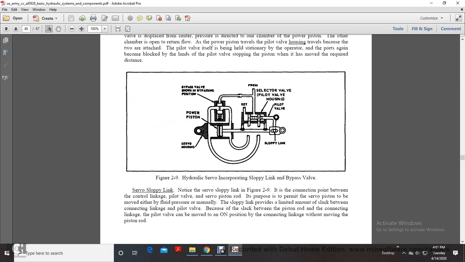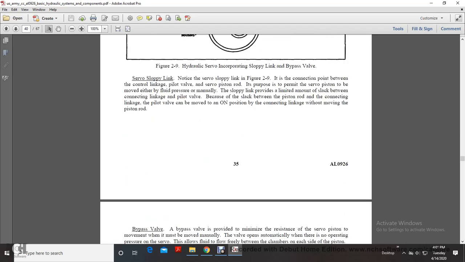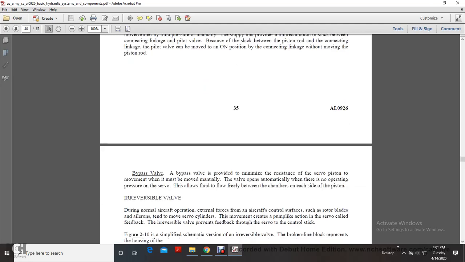The servo sloppy link. Notice the servo sloppy link in figure 2.9 and the connection between the control linkage, pilot valve, and servo piston rod. Its purpose is to permit the servo piston to be moved either by fluid pressure or manually. The sloppy link provides a limited amount of slack between the connecting linkage and the pilot valve. Because of the slack between the piston rod and the connecting linkage, the pilot valve can be moved to the on position by the connecting linkage without moving the piston rod.